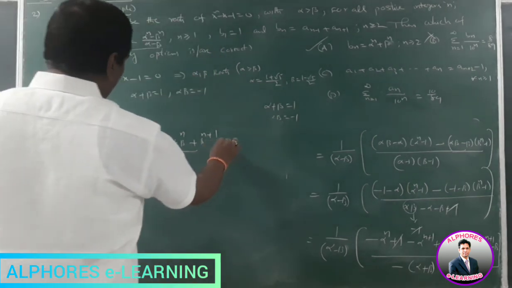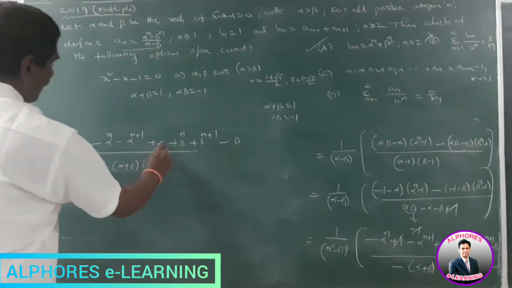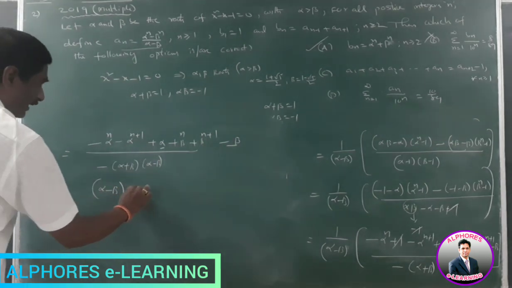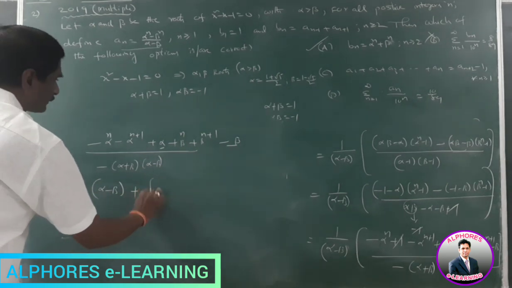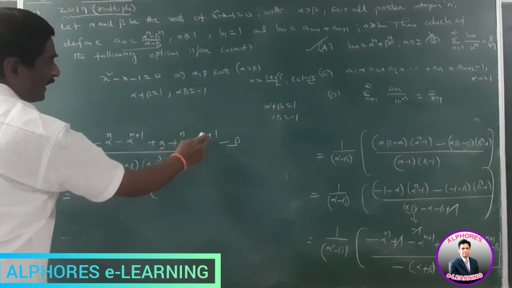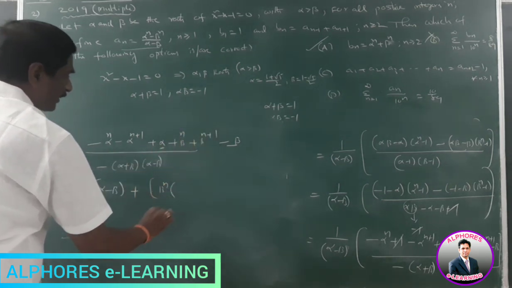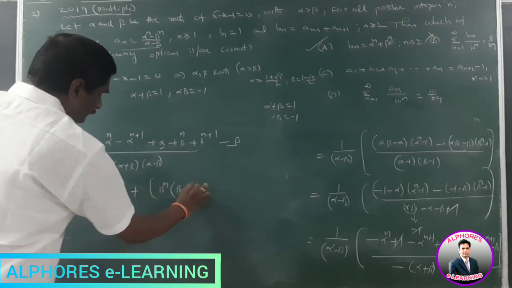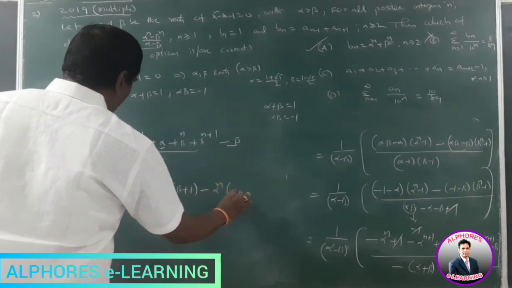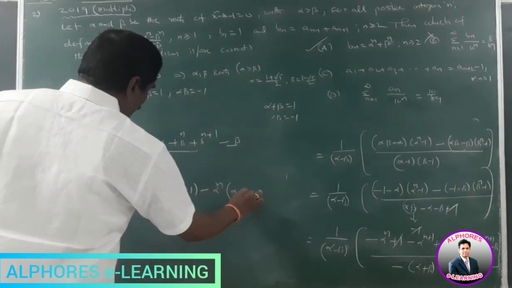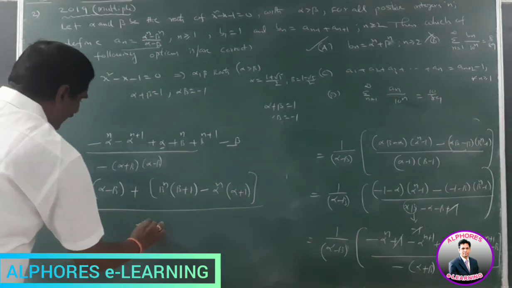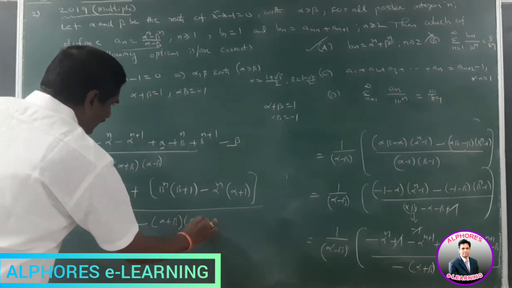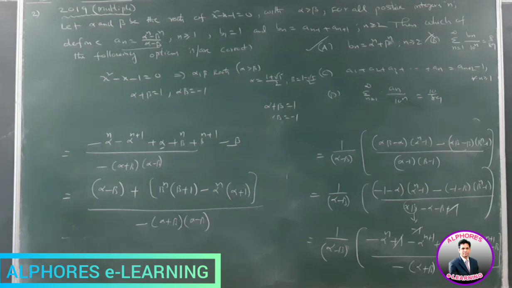Next again minus beta also is there. Here alpha minus beta, we separate these two terms. That means alpha minus beta plus beta power n plus 1, meaning beta power n is the common term, that means beta plus 1. Next here minus of alpha power n is the common term, alpha plus 1, by minus of alpha plus beta into alpha minus beta.